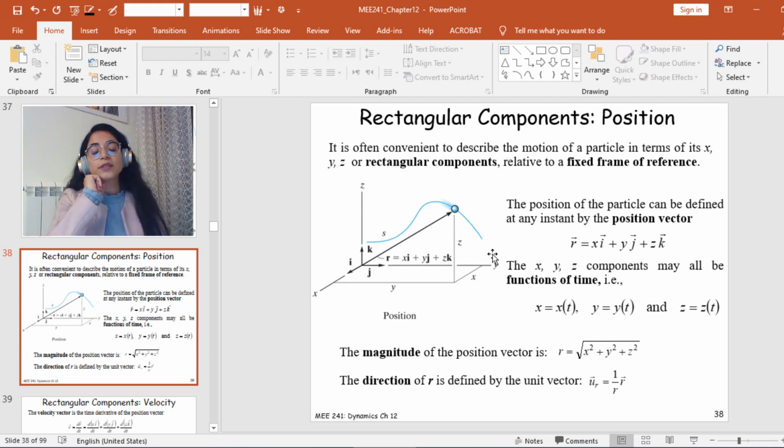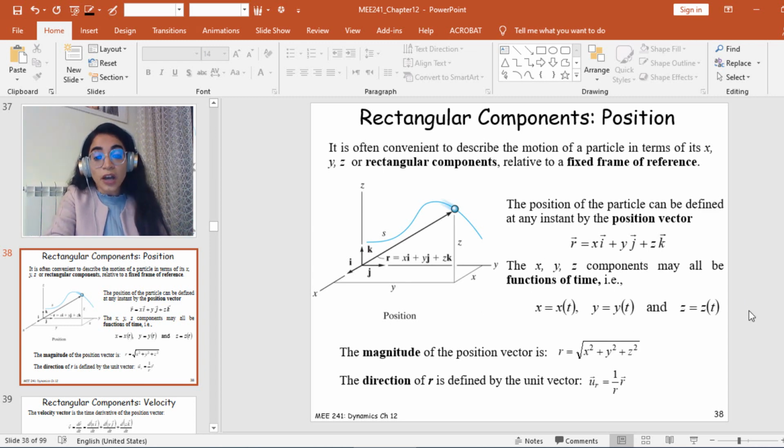So this is the representation of R using the rectangular components. It is xi plus yj plus zk. And don't forget, guys, since this is a curved path, x is a function of time, y is a function of time, and z is a function of time. Because if they are not a function of time, then R is constant and there will not be any velocity, all right?